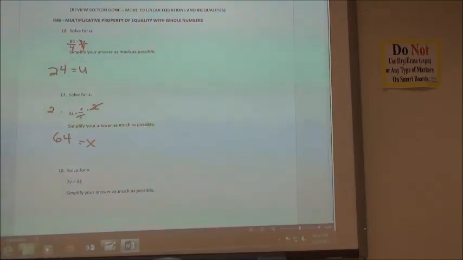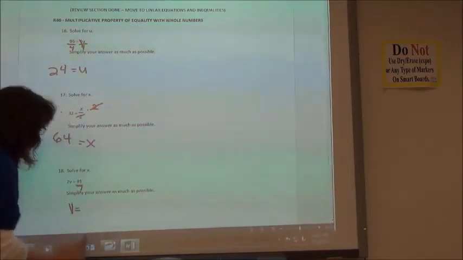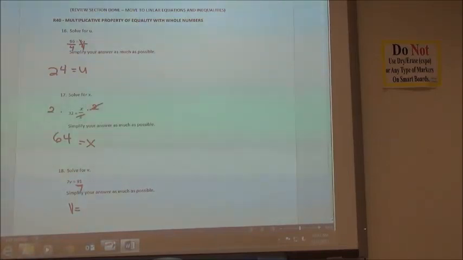So number 18, if I'm going to solve that one for v, I'm going to go ahead and divide by 7. 91 divided by 7 would be 13. So v is just going to equal 13.